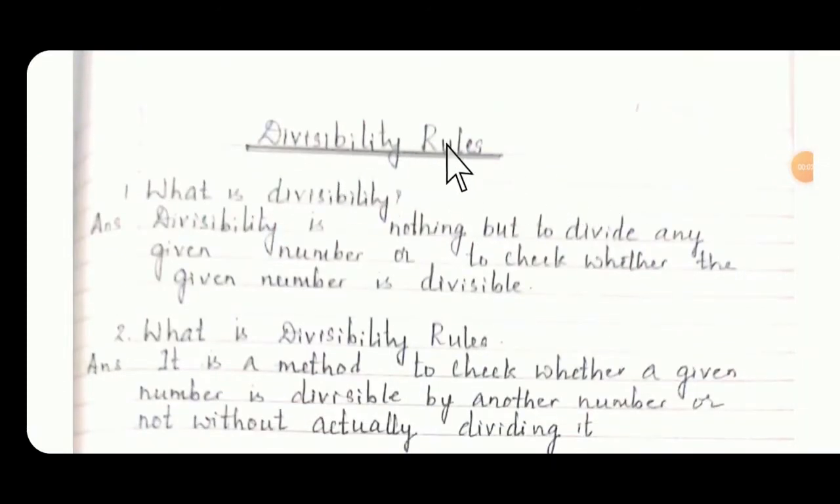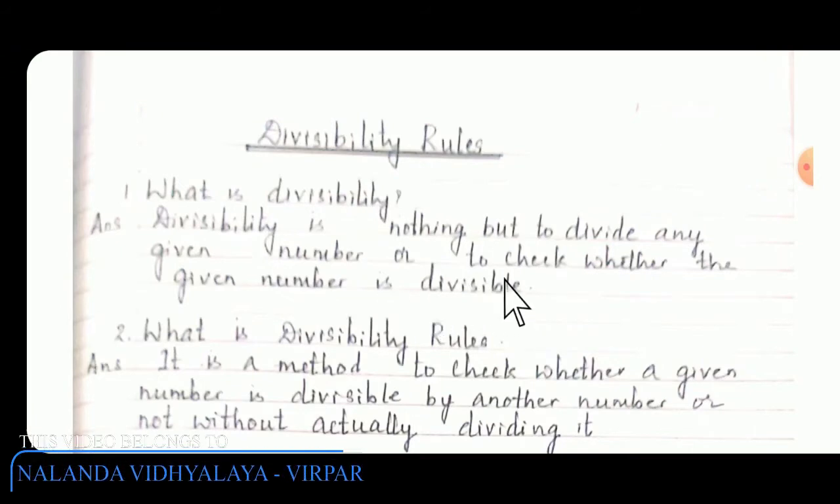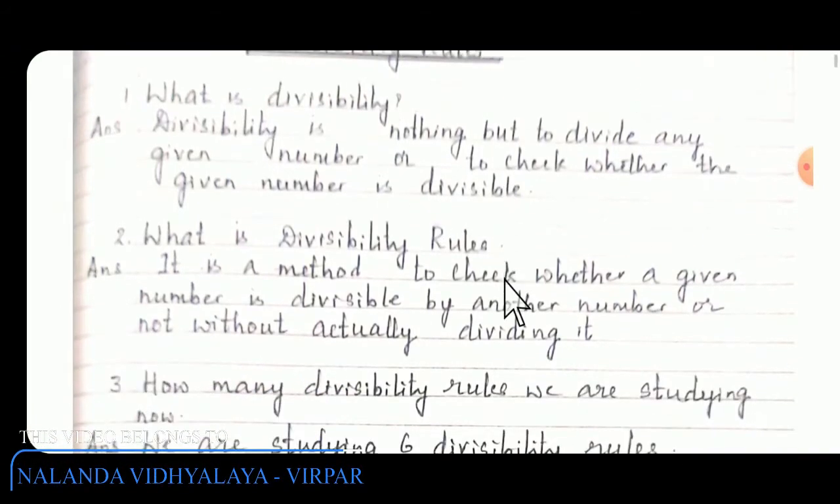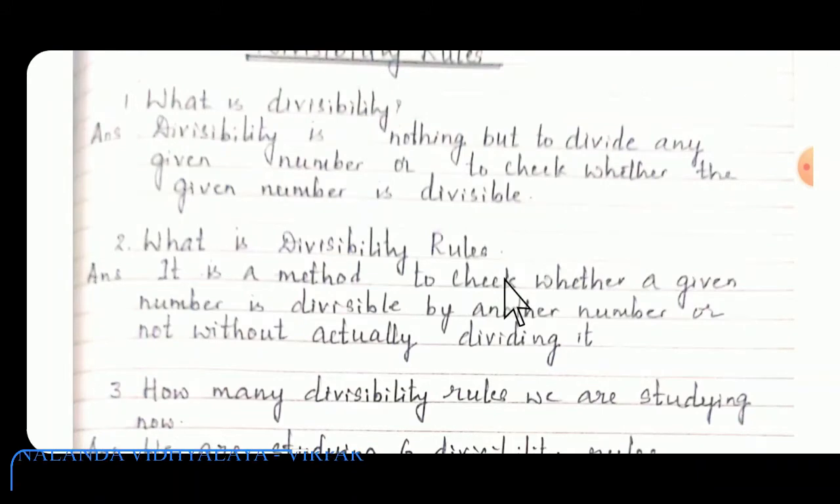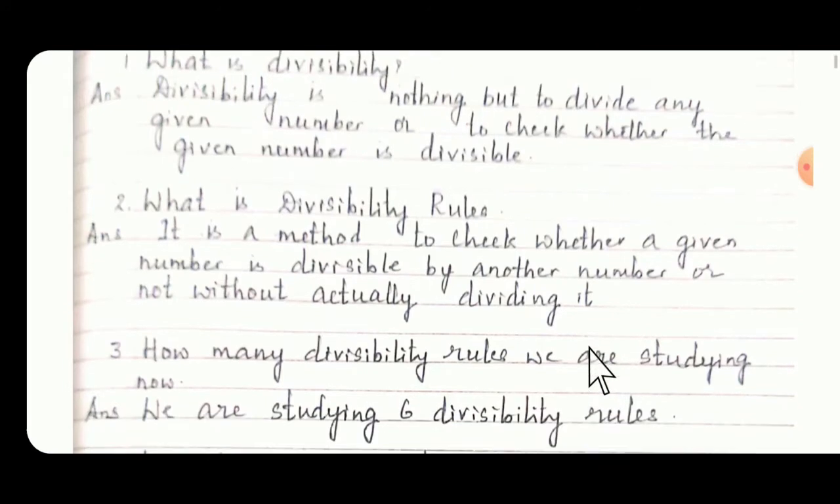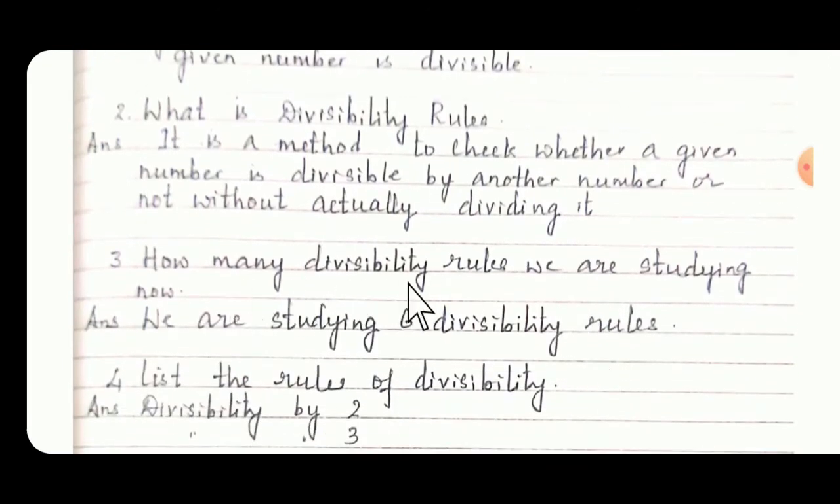Divisibility rules. What is divisibility? Divisibility is nothing but to divide any given number or to check whether the given number is divisible or not. What is a divisibility rule? It is a method to check whether a given number is divisible by another number or not without actual dividing it. How many divisibility rules are we studying now? We are studying 6 divisibility rules.